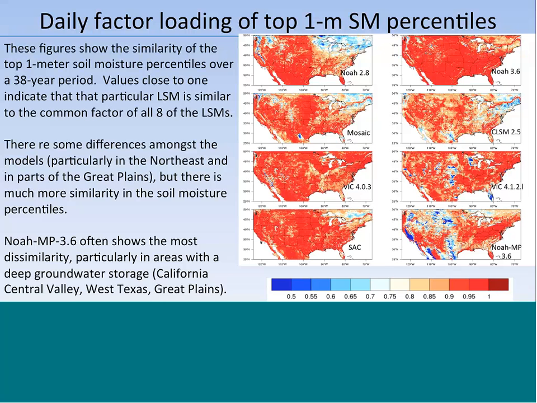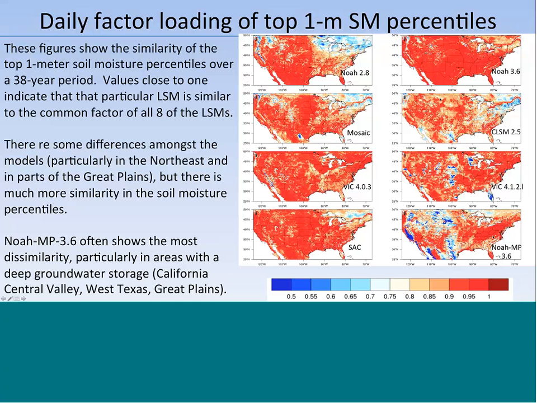So the first thing we did was look at the entire distribution of soil moisture, and we're asking how well does each model represent that distribution. What you can see is that on the left column are all the NLDAS 2 models, and on the right column are all the new ones we're testing.